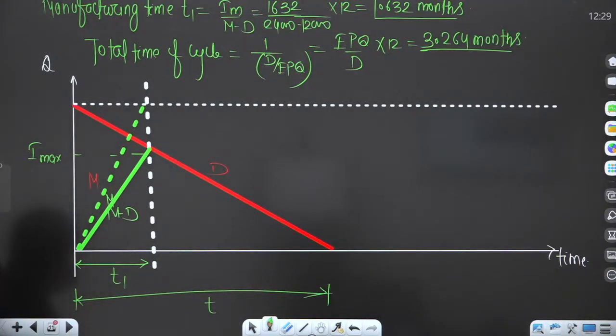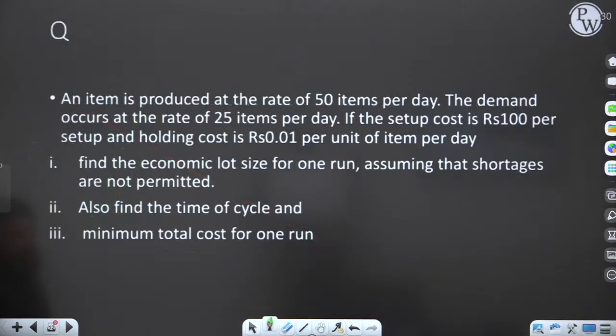Arey Baba, tell me, is that clear or no? Yes? Is that point clear? Hello everybody, are you listening? Is that point clear? Okay. Now let's move to the next question.